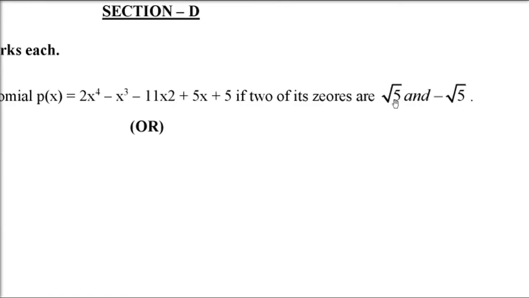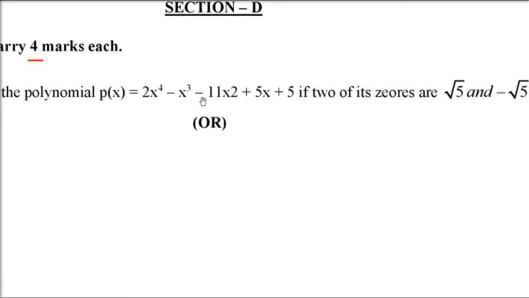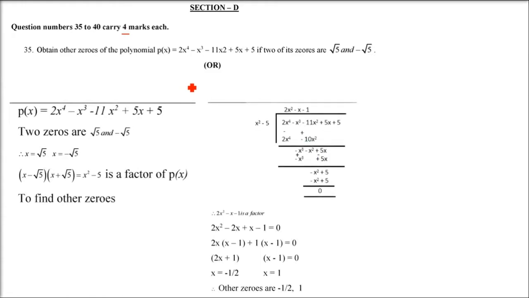If two of its zeros are root 5 and minus root 5, these are roots only. So we have to find two more because there are 4 roots. Since we already have 2 zeros, x equals root 5 and x equals minus root 5 satisfy this equation. We can write it as x minus root 5 equals 0 and x plus root 5 equals 0. Now these two are factors, so we multiply them, and that product will also be a factor of this polynomial.